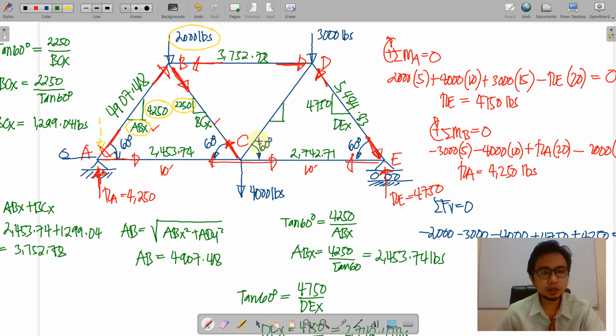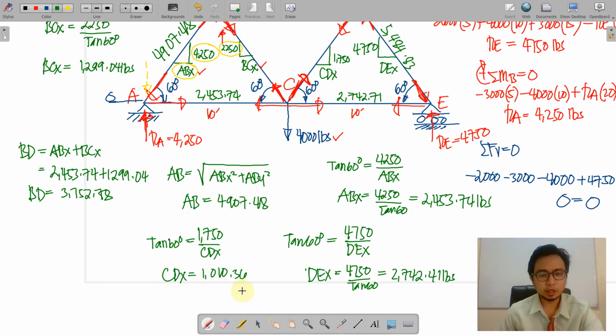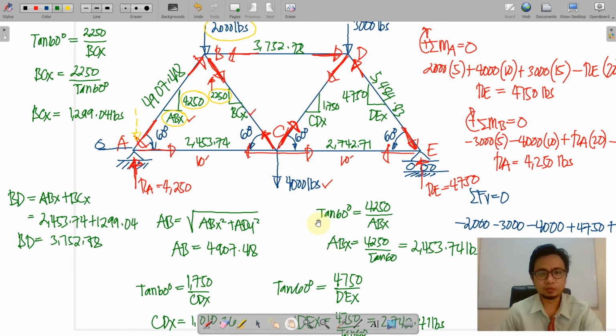This time you can choose either the vertical or horizontal, since CD is the only force on the left. Looking at the vertical forces, we have an upward 2,250 and a downward 4,000 pounds. Therefore, we require an upward 1,750, so it follows that this force is in tension. Then we obtain the horizontal component CDX by the tangent function again. So we have 1010.36, and we are now complete on the forces.